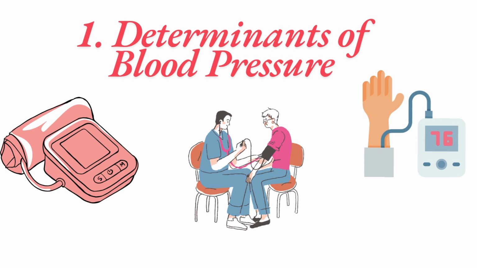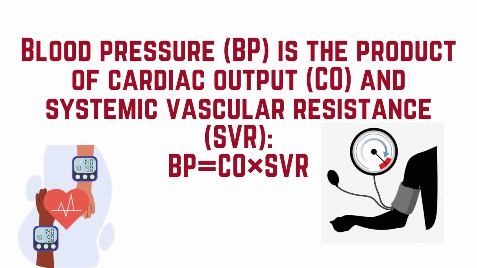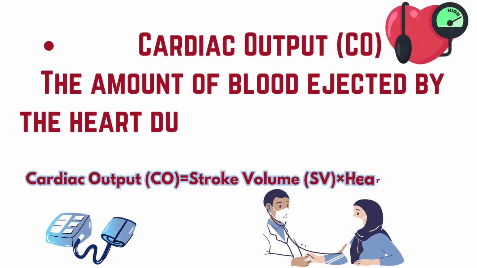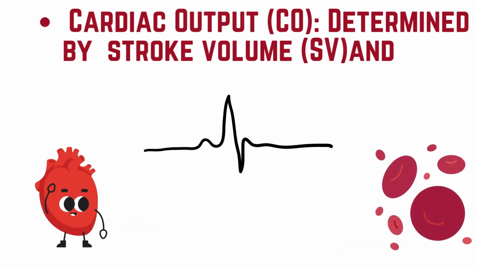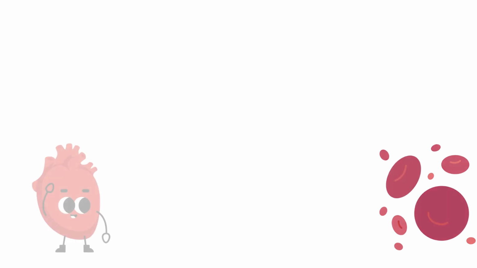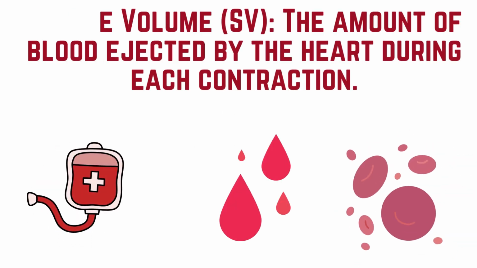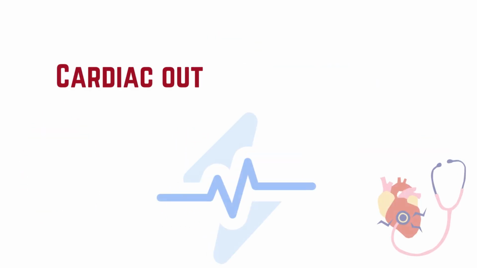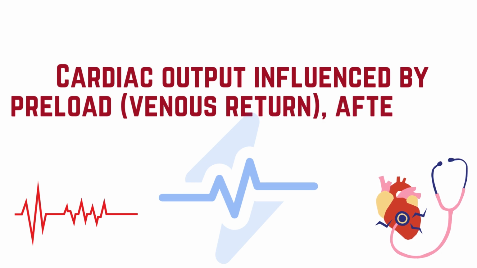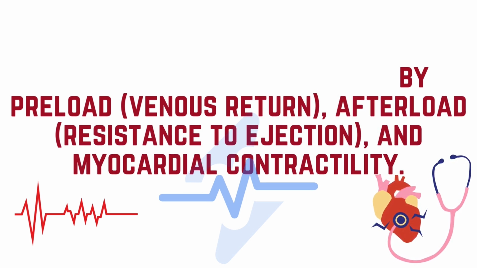1. Determinants of blood pressure. Blood pressure is the product of cardiac output and systemic vascular resistance. Cardiac output is the amount of blood ejected by the heart per minute, and is determined by stroke volume and heart rate. Stroke volume is the amount of blood ejected by the heart during each contraction, and heart rate is the number of heartbeats per minute. Cardiac output is influenced by preload, venous return, afterload, resistance to ejection, and myocardial contractility.